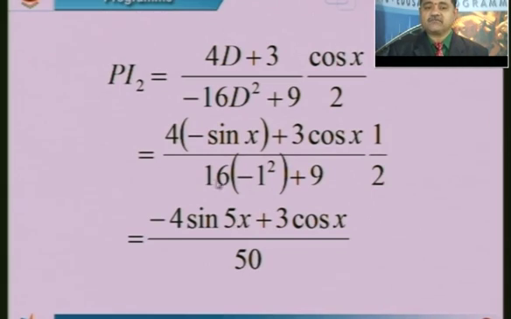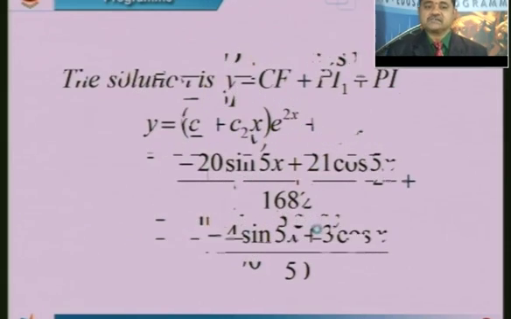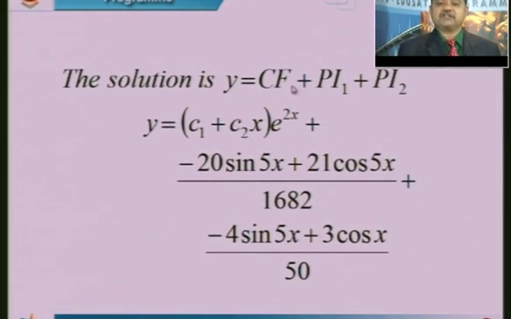Again differentiation of cos x minus sin x. Here there is a mistake, it is not 5x, it is x, then 3 cos x. So therefore the solution is, here also again it is sin x only. So y is equal to C1 plus C2x e power 2x, that is the CF, plus Pi1 plus Pi2.